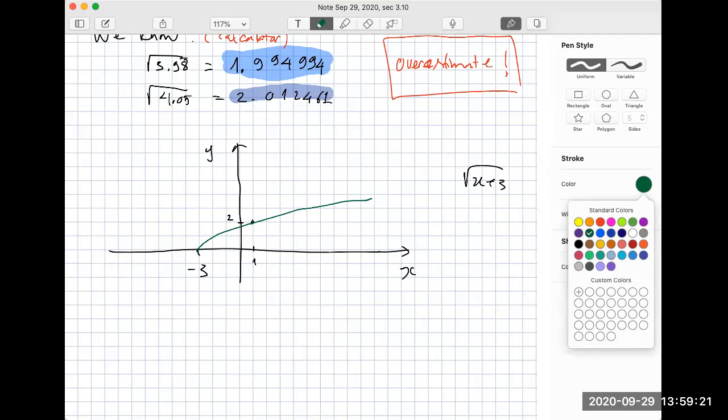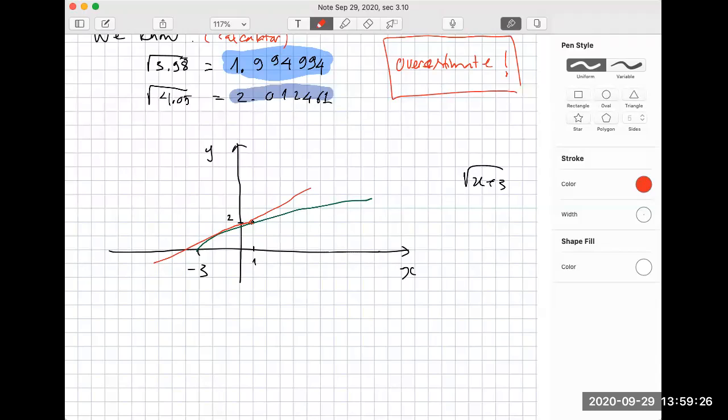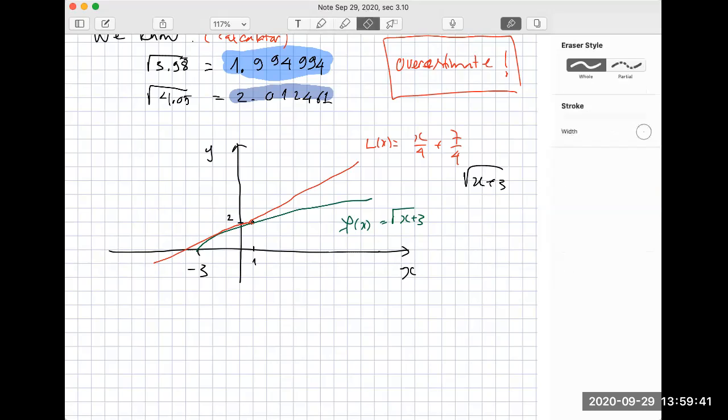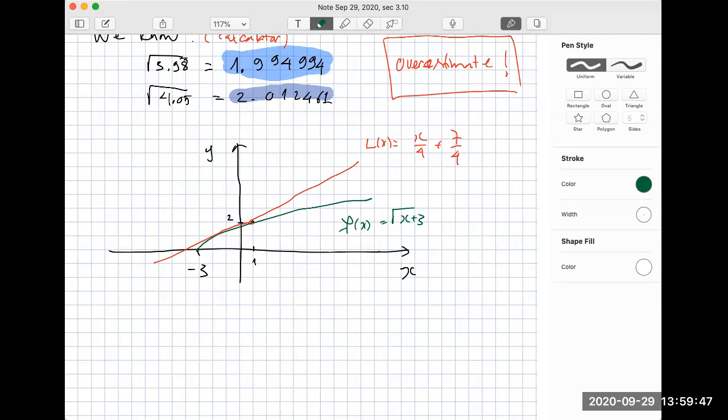The linear approximation is the line here, the tangent line. This is L of x equals x over 4 plus 7 over 4. And here is the function f of x equals square root of x plus 3. So we see that the red line is over the green line. That is why when we evaluate the value near 1, it is an overestimate, okay?